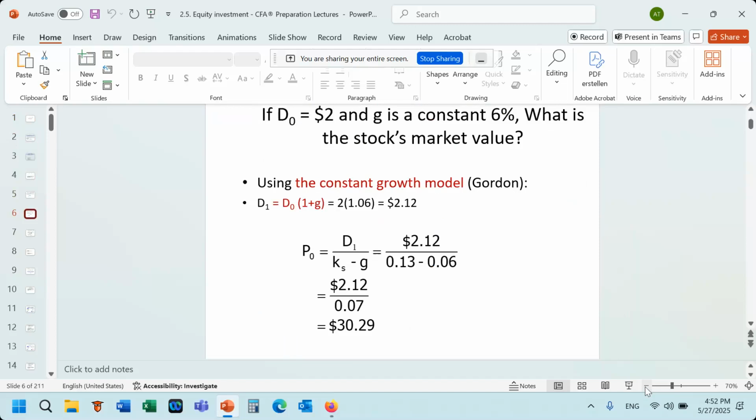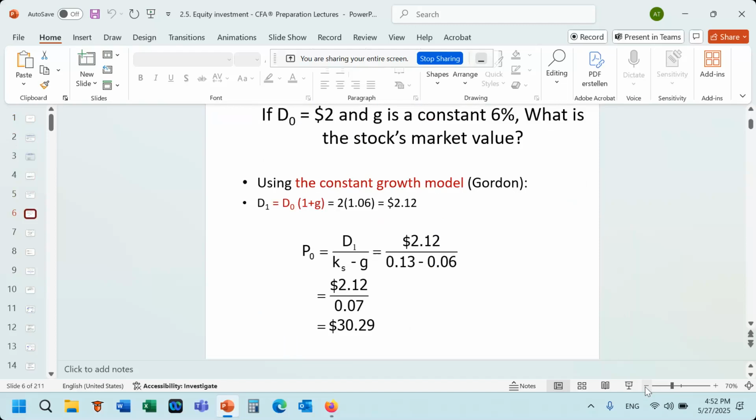So this is an assumption that all the profit or cash flows of the firm are paid out to owners as dividends. So at time 1, the dividend would be $2.12 if it grows at 6%, divided by cost of capital, which is 13%, and we write it as 0.13, minus 0.06, or 6% growth rate.